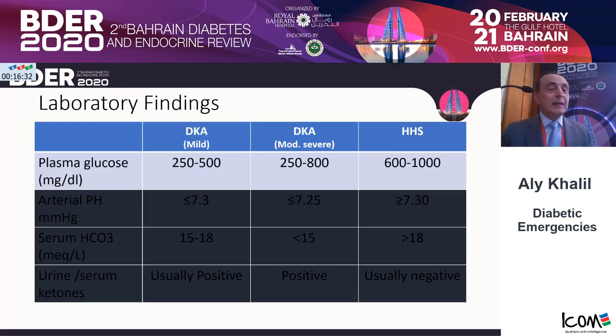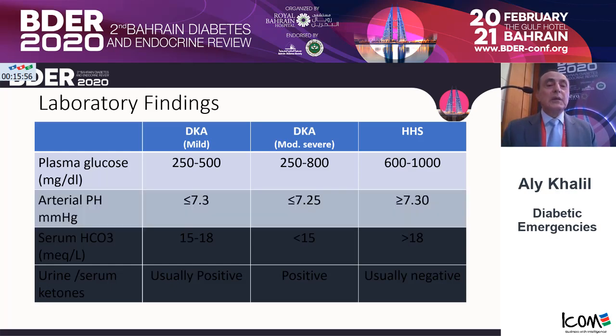Whereas now lab testing is where you can make the differentiation between the two conditions. In both conditions, glucose is high, but in diabetic ketoacidosis, whether mild or more severe, it's really in the range of 250 to 500 to 800, rarely exceeding that level, whereas in the hyperosmolar state, it's usually above 800 or 600, reaching 1,000. One case I had was 1,200 milligram per deciliter.